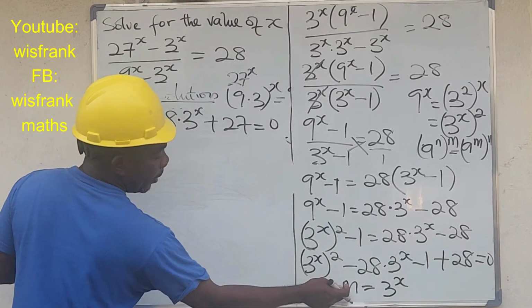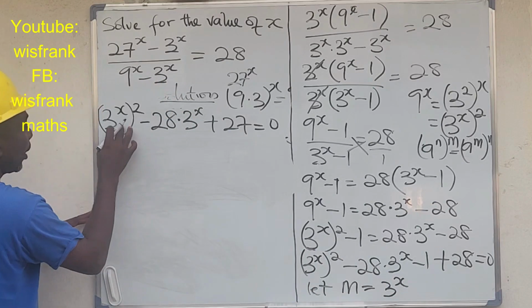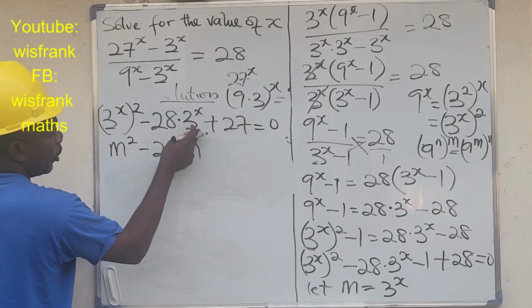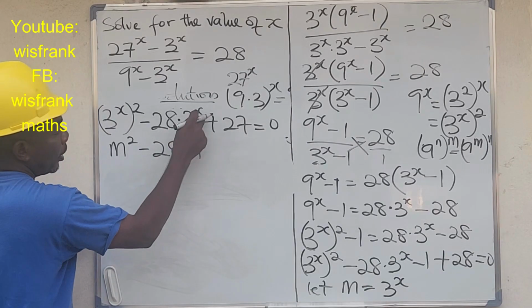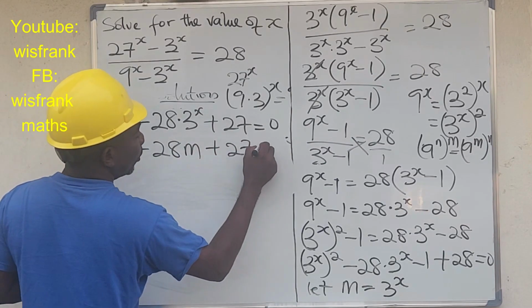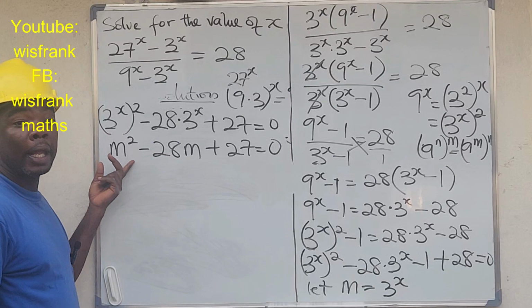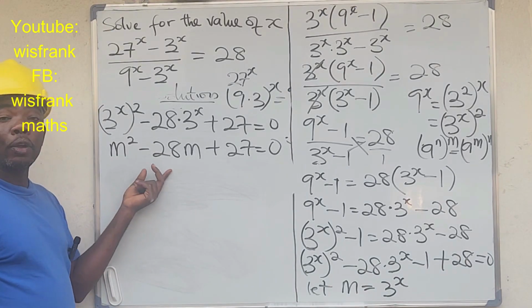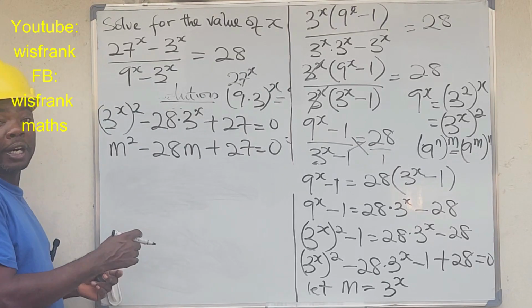So we say let m equals 3 raised to the power of x. So we are going to have m raised to the power of 2 minus 28m plus 27 equals 0, because here we say m equals 3 raised to the power of x. Here we have gotten a quadratic equation in this expression. So we are going to solve this by using the factorization method.